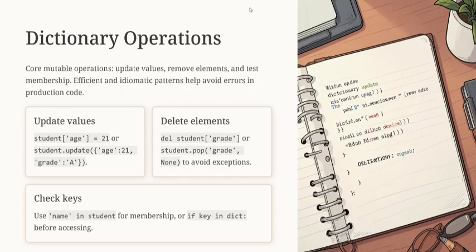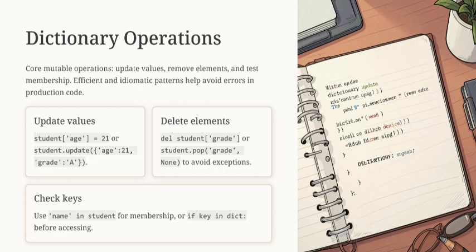Okay, so updating values. We can update existing values. For example, here you can see student age is equal to 21. Now age becomes 21. Another method is update. Here you have seen student dot update age is equal to 21, grade is equal to A. This updates multiple values together.